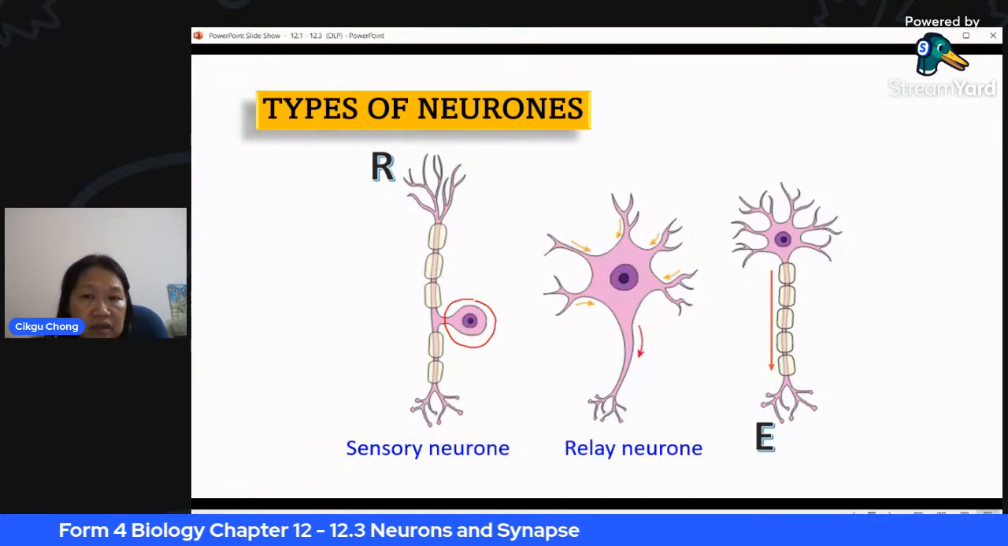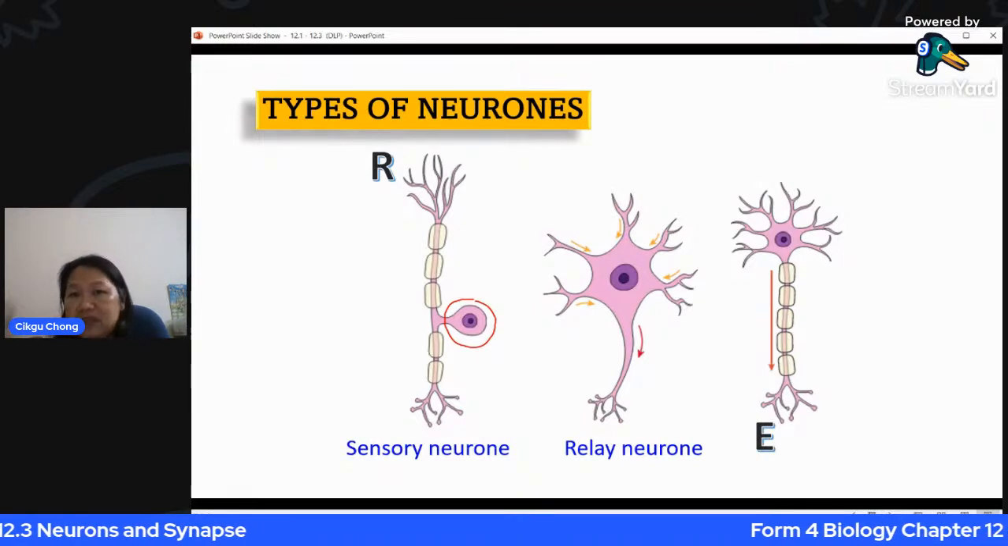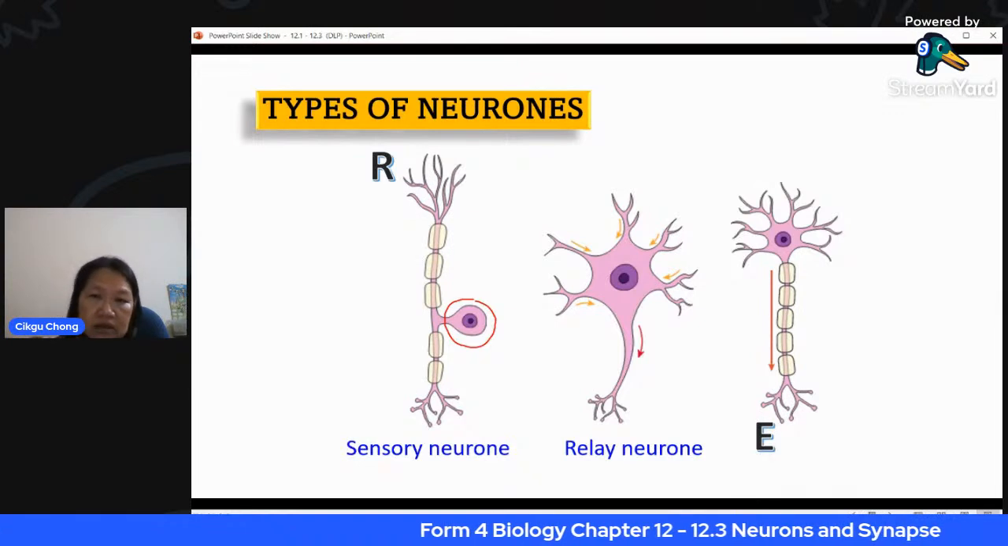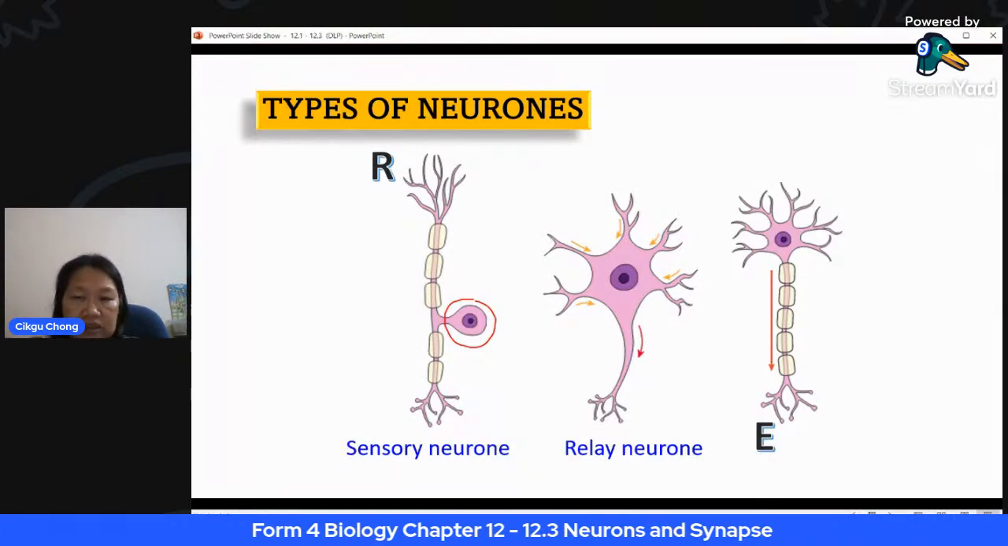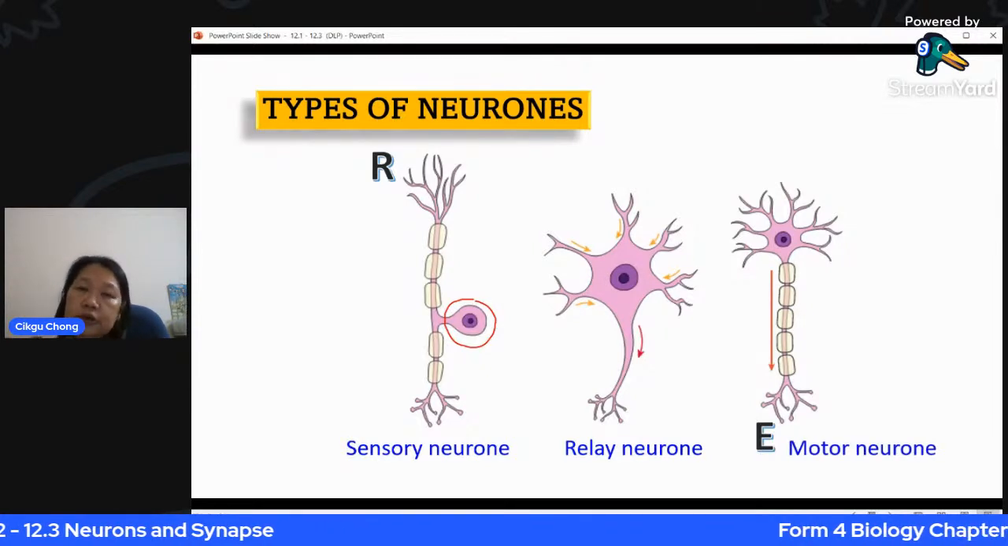And the third one, you find your cell body is roughly at one end. You don't have the dendron on the other side, and the axon is very long, and it passes the impulse to the effector. So it must be the motor neuron. That's how you identify them.